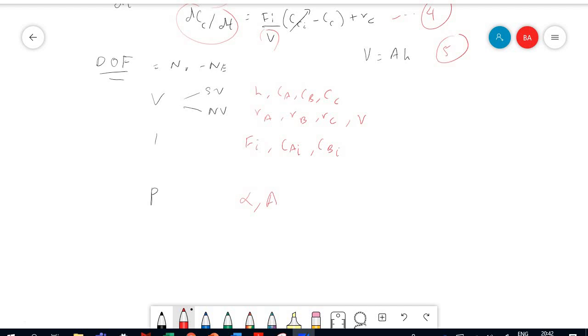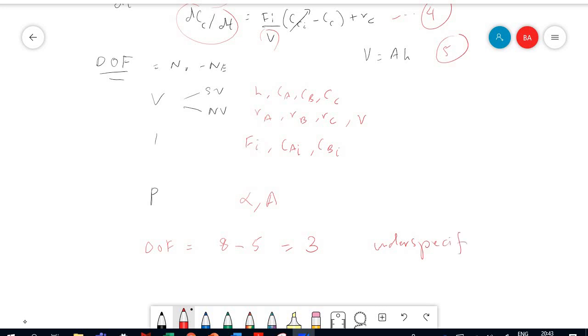So these are the equations that I have. How many variables do I have? 1, 2, 3, 4, 5, 6, 7, 8. Oh my god, I have 8. So my degree of freedom is equal to 8 variables minus the number of equations. I have only 5 equations, so it is 3, so it's underspecified.